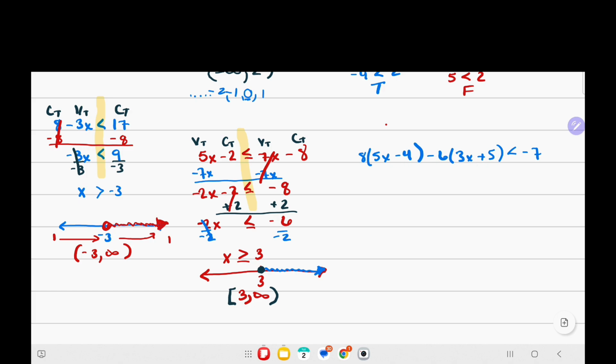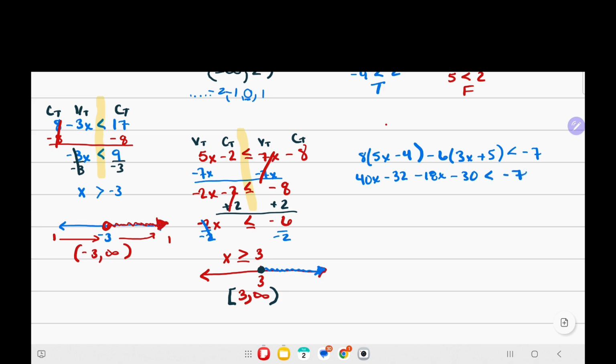All right. Let's do it. 8 times 5 is 40 with the x. 8 times 4 is 32. Then -6 times 3 is -18x. -6 times 5 is -30. Less than sign, -7.